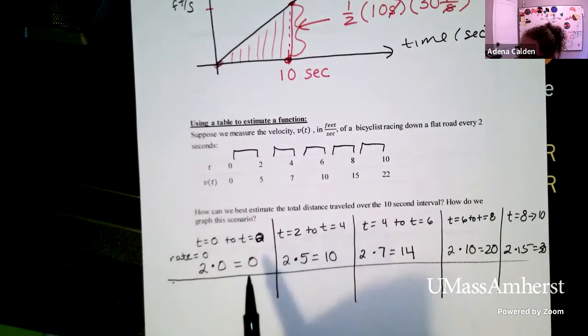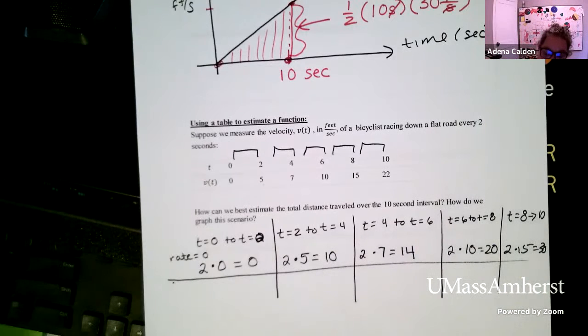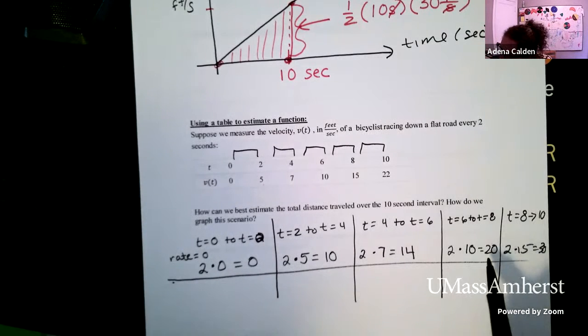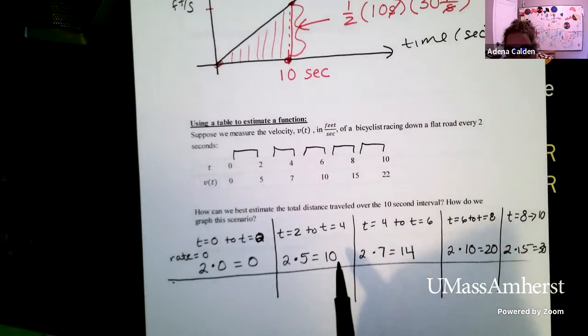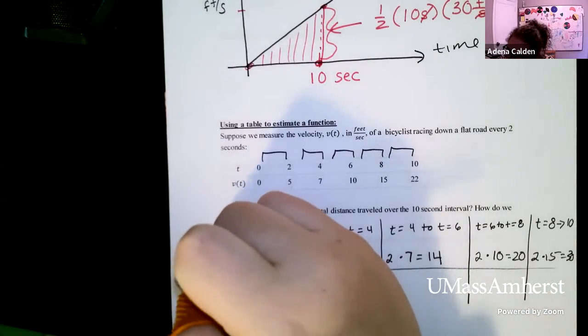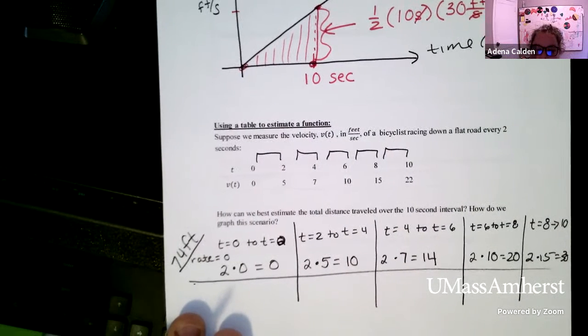So now I have a representation of how far I've traveled for each 2 second interval, and I can add them all up just like I add up the legs of the trip, right? So I do 30 plus 20 is 50, plus 14 is 64, plus 10 is 74. So here, my bike has gone 74 feet, okay?